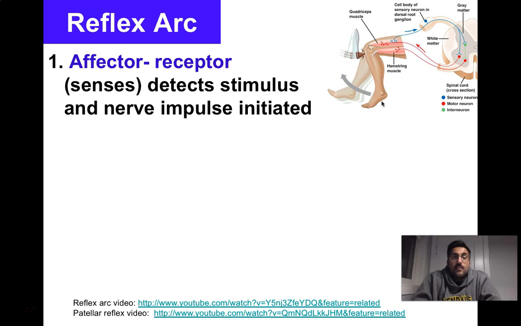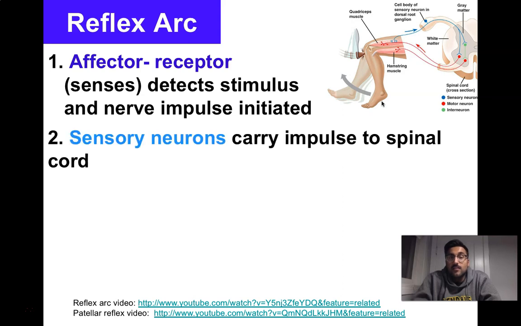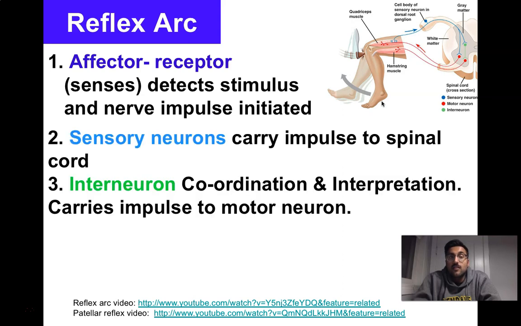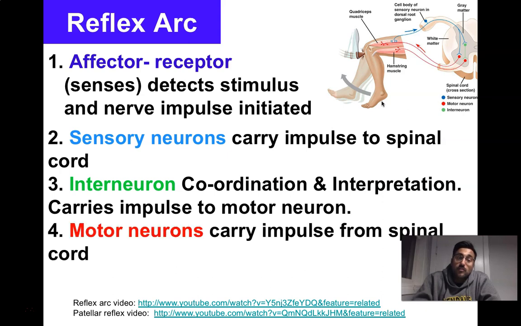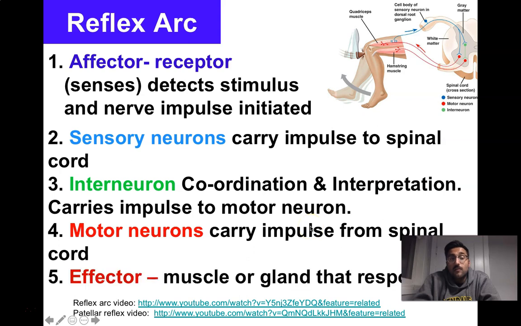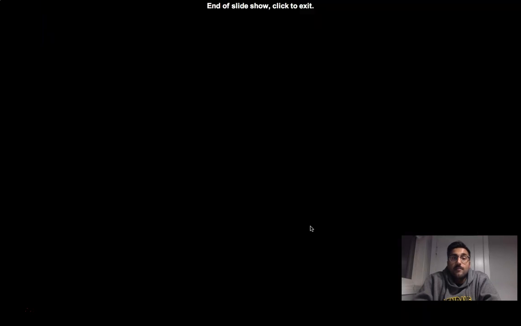So in the reflex arc, to review here, we've got an affector, which is a receptor, senses the stimulus, and the nerve impulse is initiated. The sensory impulse is then carried through sensory neurons to the spinal cord. Interneurons in the spinal cord are coordinating and interpreting and processing that information and converting it into an appropriate motor neuron response. The motor neuron is going to carry that response from the spinal cord all the way to an effector, a muscle or a gland or something that responds to that input.